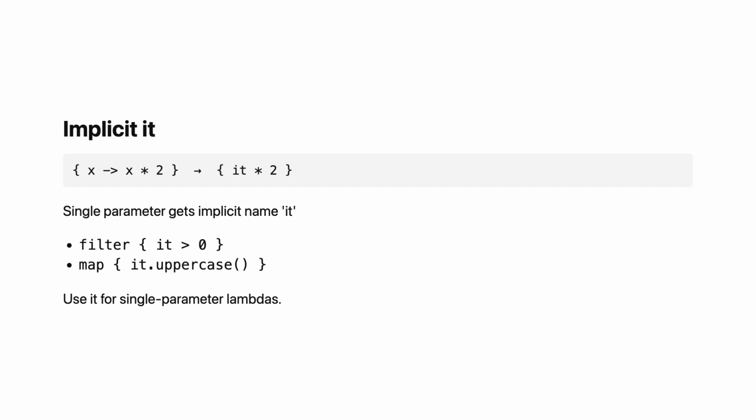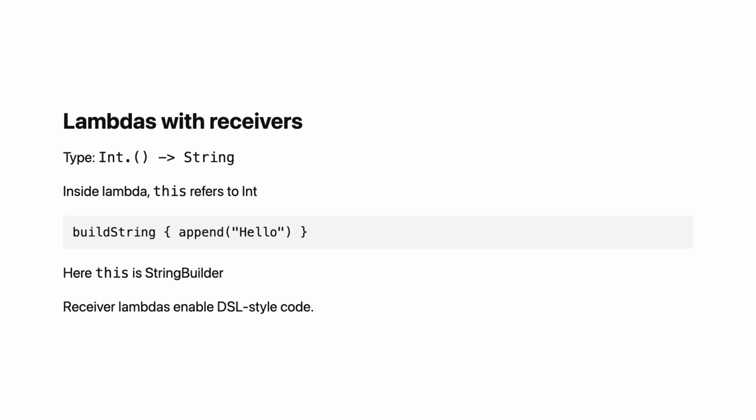The readability improves. When a lambda has exactly one parameter, you do not need to declare it. Open brace x arrow x times 2 close brace can be written as open brace it times 2 close brace. It is an implicit name for the single parameter. This reduces noise for simple lambdas. Most collection operations use single-parameter lambdas. filter { it greater than 0 }, map { it.uppercase() }. If you need a more descriptive name, declare it explicitly: { number arrow number times 2 }. Use it for short, clear lambdas.